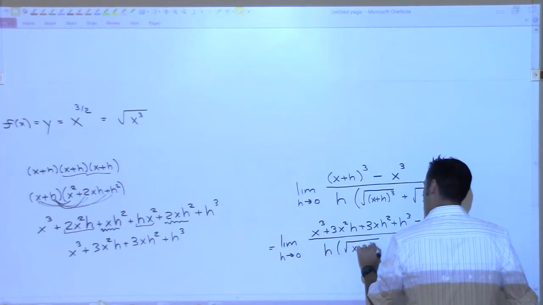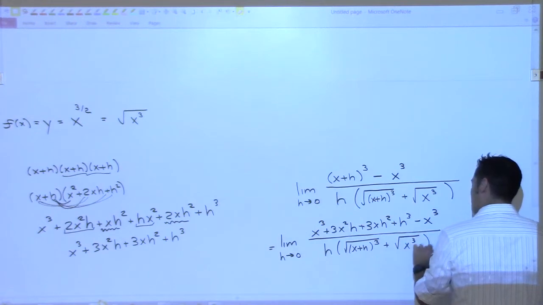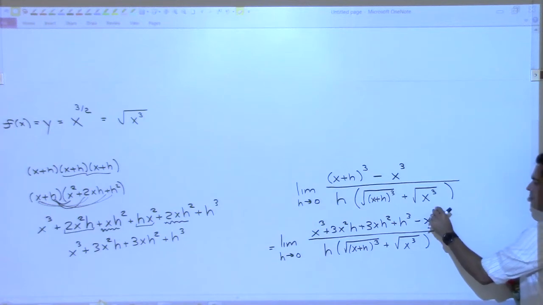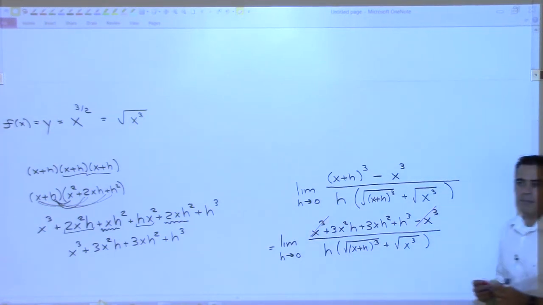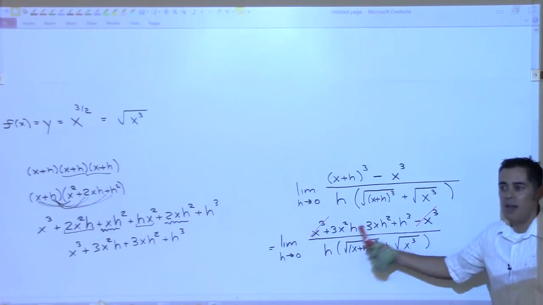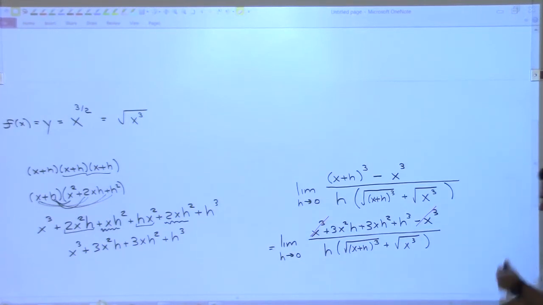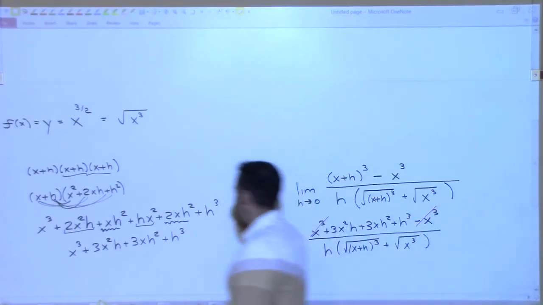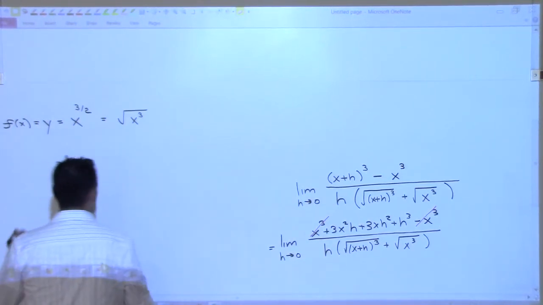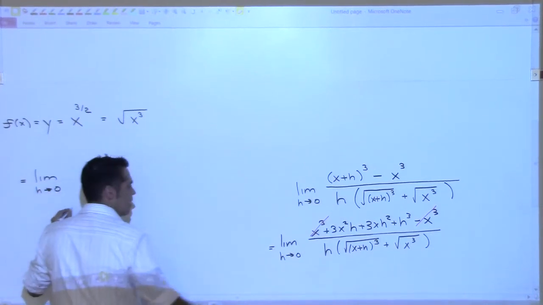My goodness. I don't make this stuff up. Here we go. X cubes are gone. Really happy to see that, because everything that's left has an h in it. And if everything that's left has an h in it, I can factor an h out and then cancel the h and then let h go to 0. So my next step is to go ahead and factor the h out. Limit's still here. All right, let's pull an h out.